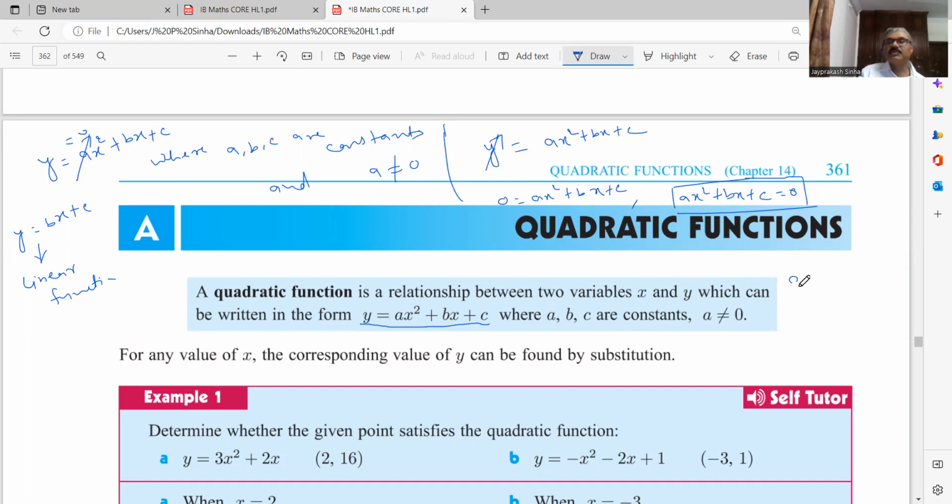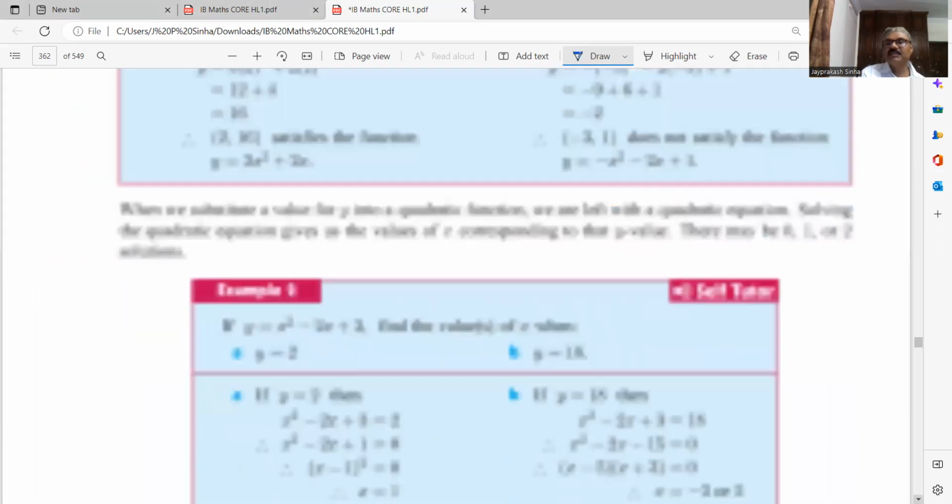Ax square plus bx plus c is equal to 0. And in a quadratic equation or quadratic function, the maximum power of x is 2. So that is why it is called quadratic function and quadratic equation. Correct. Now, what will be the shape of a quadratic function? When you plot a graph of this function, what will be the shape? That we are going to see.